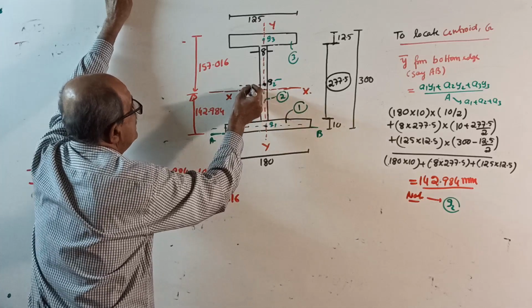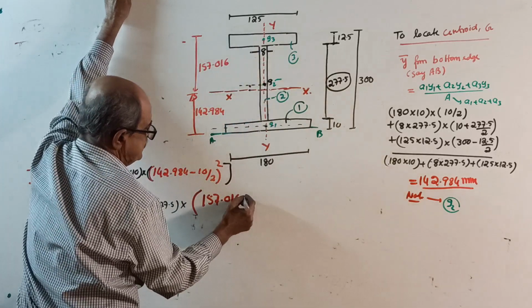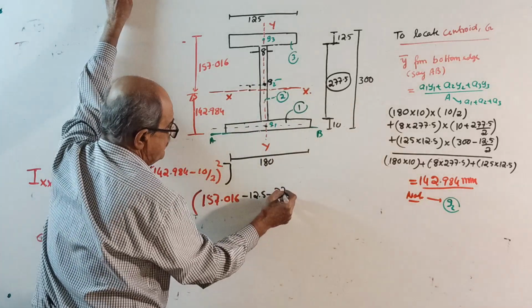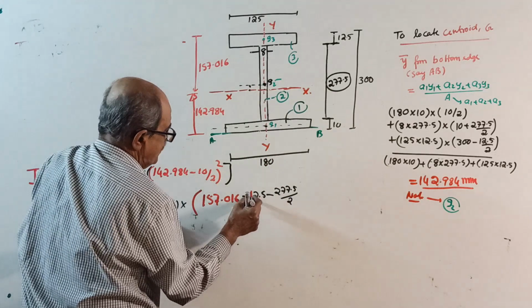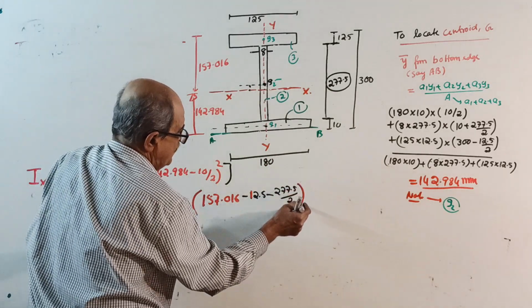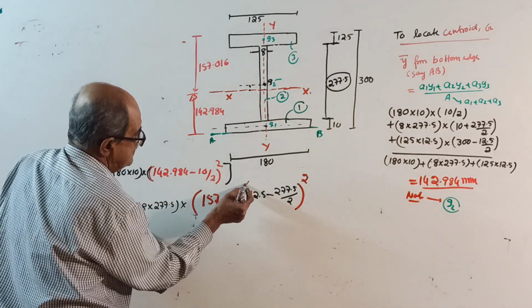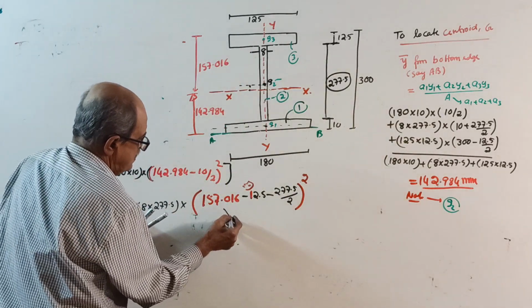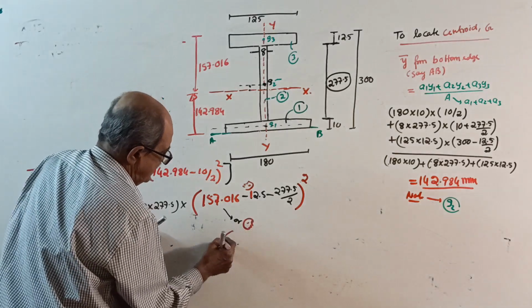This distance square is 157.016 minus 12.5 minus 277.5 by 2. Oh, all should be red color. Okay, red color, no problem. This one to be squared. If you look at the upper side, make a note, or if you look at the lower side, nothing to worry.